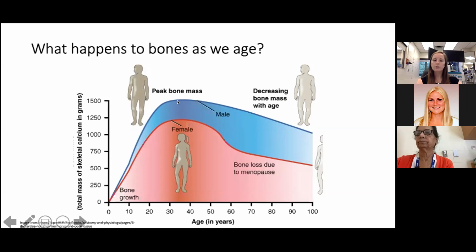This is a little different than in males. So if there happens to be any men watching, the bone mass takes a gradual decline. It doesn't have the dip that the women's bone does. And that's because men don't have a similar physiologic function like menopause. They don't go through those big hormonal changes, but women do.